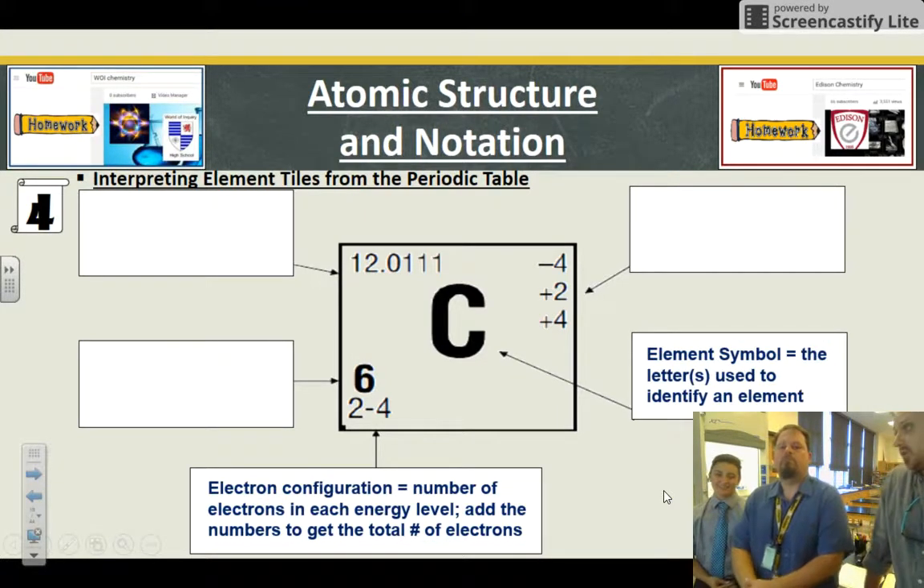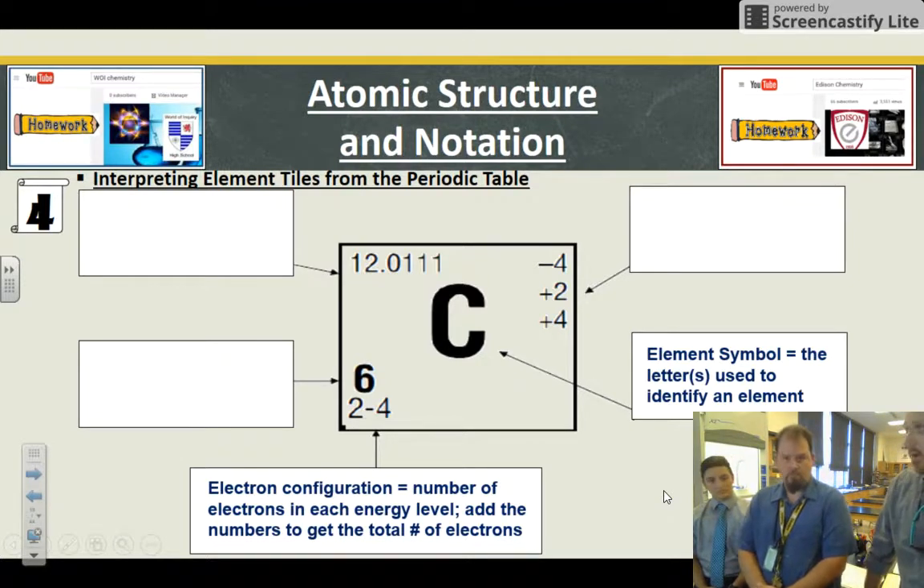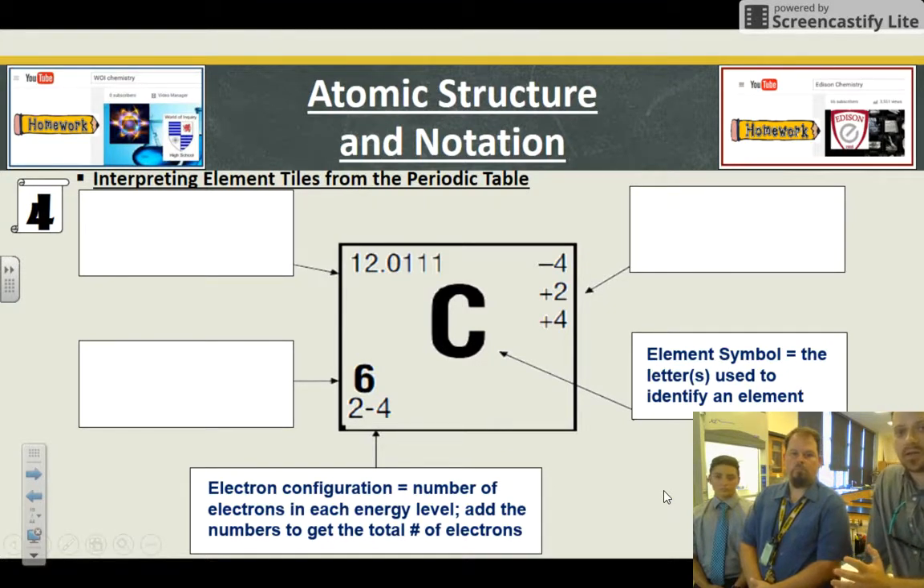The element symbol is pretty sweet because that's what everybody already knows about chemistry. It's the single or 2-letter code that identifies us elements. If it's a 2-letter, the first letter has to be capital, the second one has to be lowercase. You're going to see these all over the place. Element symbol. Easiest part.